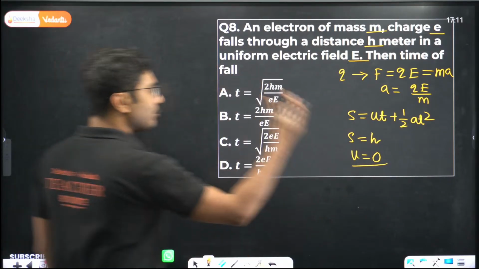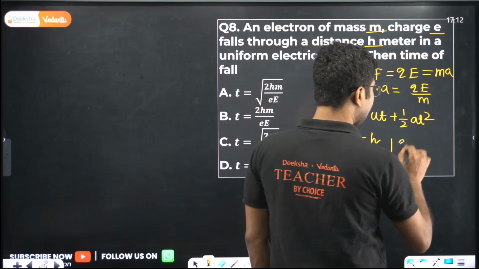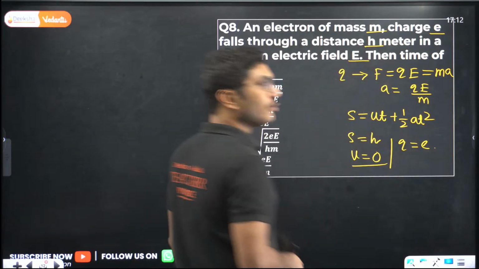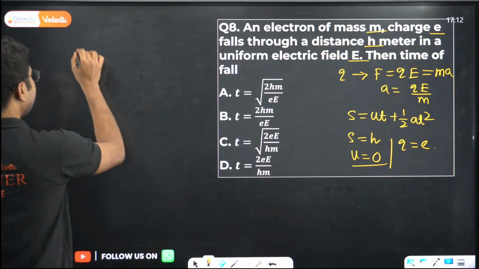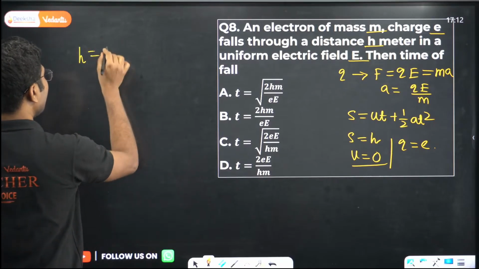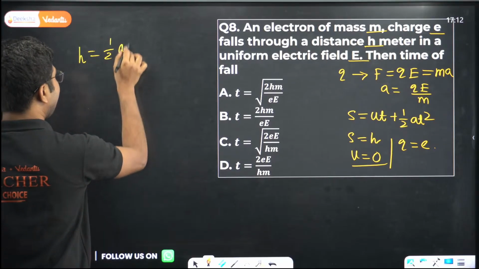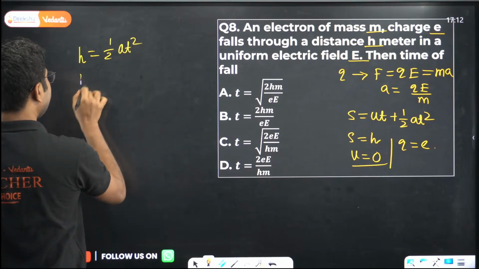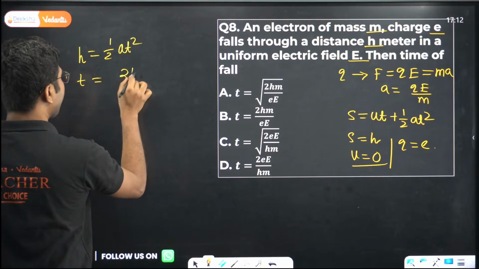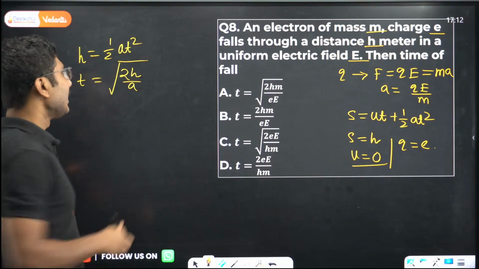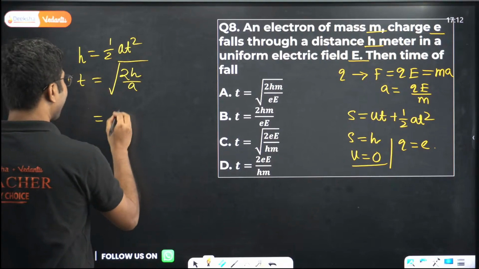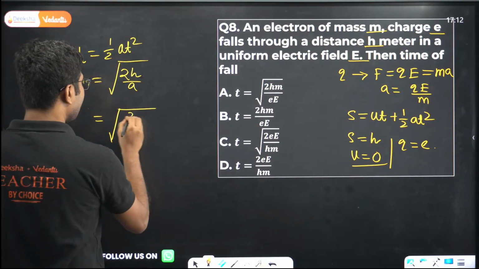So now you put that value, obviously q itself is given as E. So now you have to put those values and calculate the value of time. So h equals half a t square. So t equals basically square root of 2h by a, right? Now we have to put the value of acceleration only, then our job will be done.